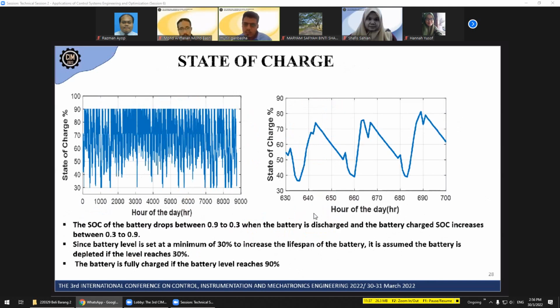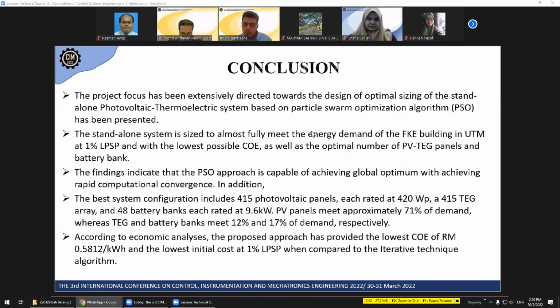About the state of charge, it is set between 13% to 19% in order to increase the lifespan of the battery bank. So assume the battery bank is depleted if the level reaches 30%. In contrast, the battery bank is fully charged if the level reaches 19%. As conclusion, this work focuses on designing the optimal sizing.